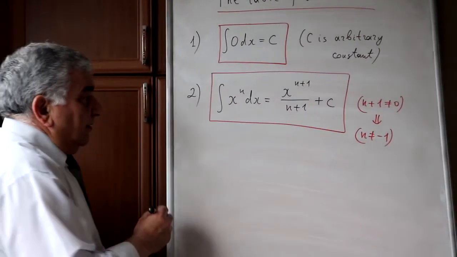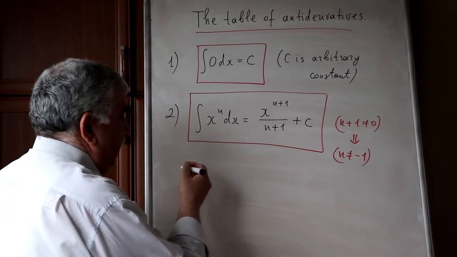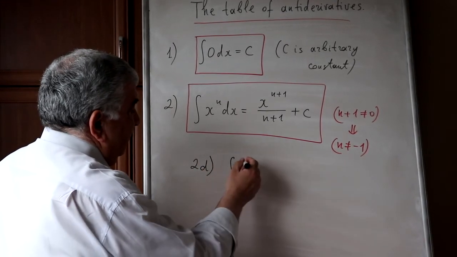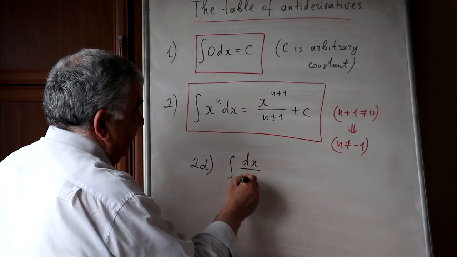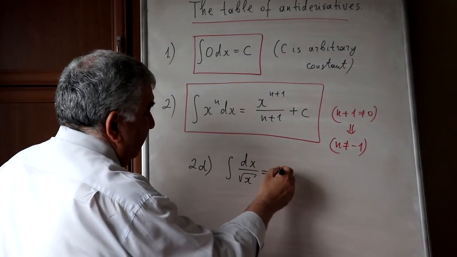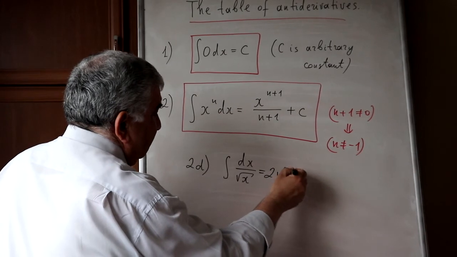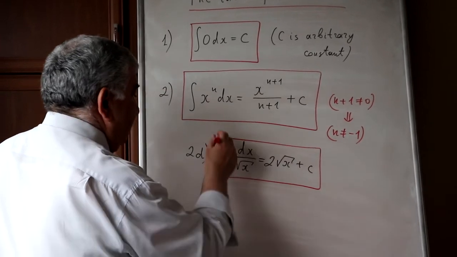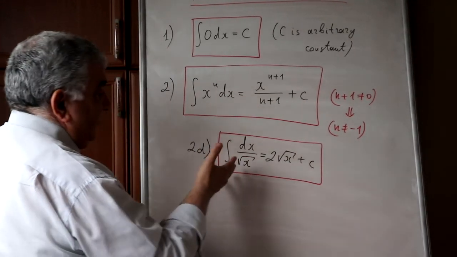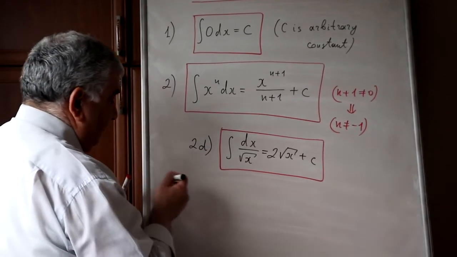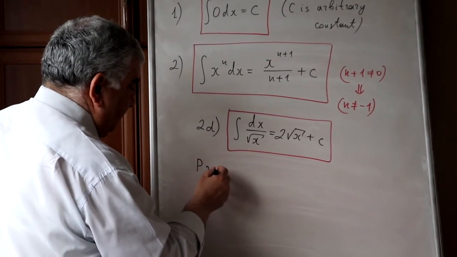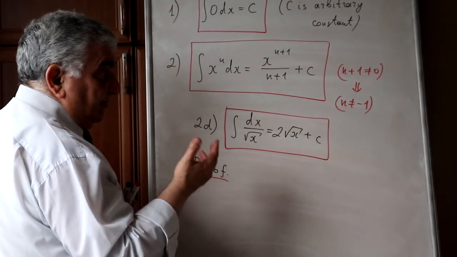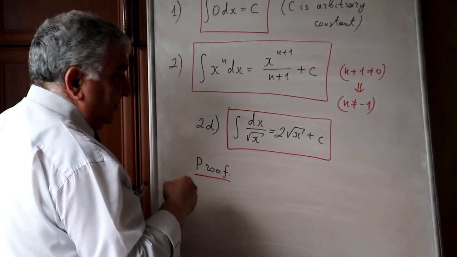Then write the fourth particular case of this formula, 2d. Integral of dx over square root of x is 2 square roots of x plus c. We can prove this formula also. Proof, or demonstration.